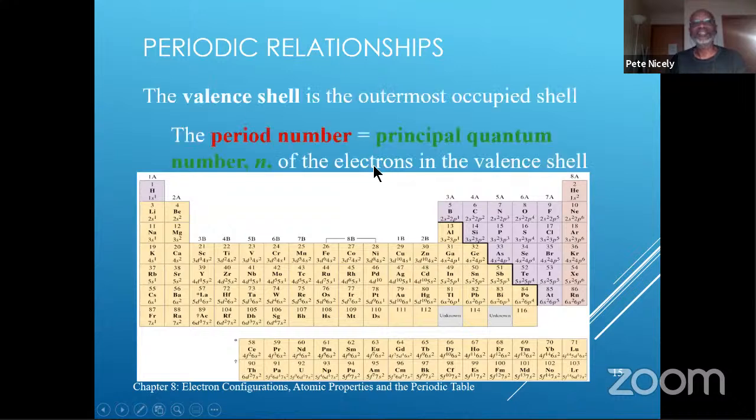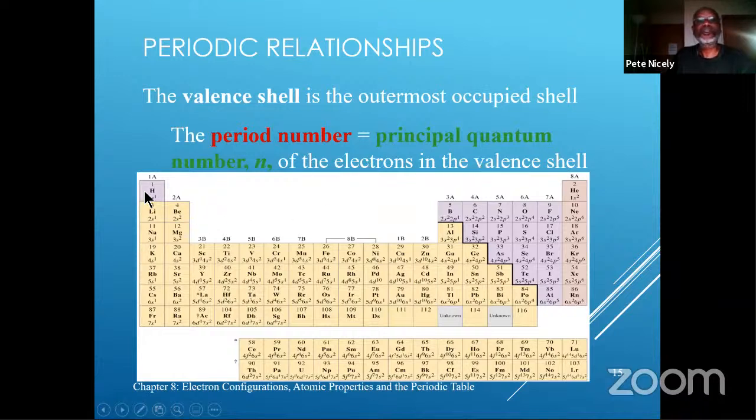So basically, as a result of what we have discussed here, you can represent the outer electron configurations for the different atoms, and you'll see that a certain pattern emerges in terms of how the configurations relate to the element's position in the periodic table. Okay, let me first define what is called a valence shell. As stated here, the valence shell is the outermost occupied shell, and it turns out that the period number represents the principal quantum number of the electrons in the valence shell, right?